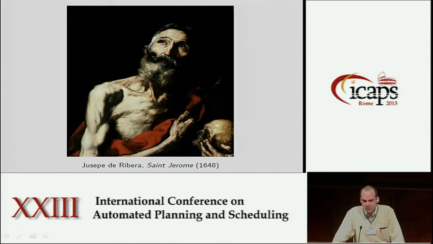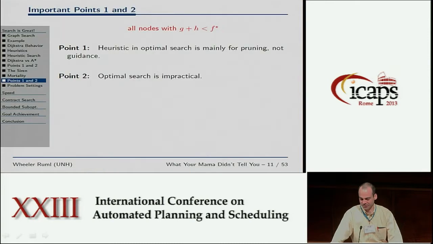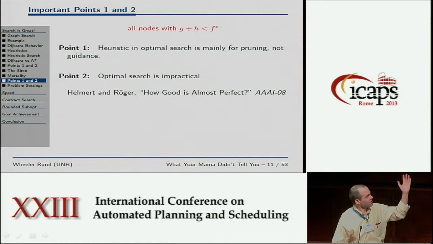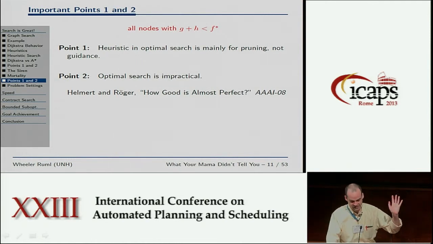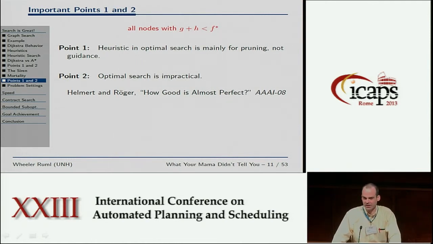I don't think we can ignore our own human limitations and mortality, and I urge you to think more seriously about suboptimal search. And if you don't believe me, then I hope you all read Malte and Gabi's beautiful paper on How Good is Almost Perfect that was published at AAAI recently, where they showed that to find optimal solutions for a number of very popular benchmarks, an optimal search would be forced to expand an exponential number of nodes. For me, that's just a clear sign that optimality is an outmoded concept that it's time to leave behind.